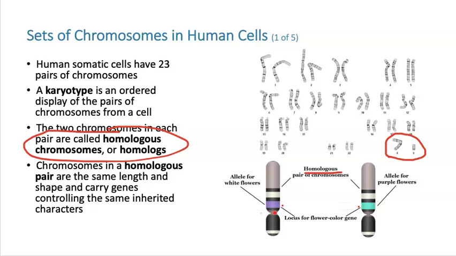Again, they're not attached at the centromere, which is right here. They're separate entities, and so we can count them as separate chromosomes. But they are homologous to each other. Same basic information, just different versions. We say that homologous chromosomes have the same length and the same shape and carry the same genes for the same characteristics, but maybe they have different versions.